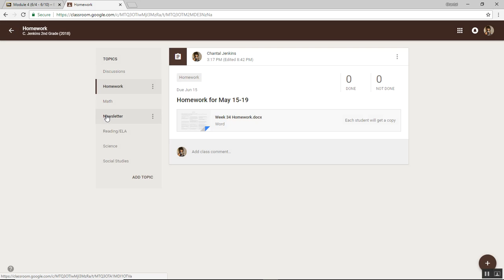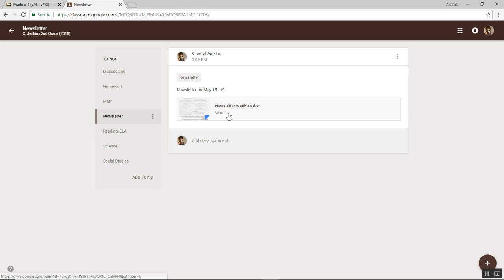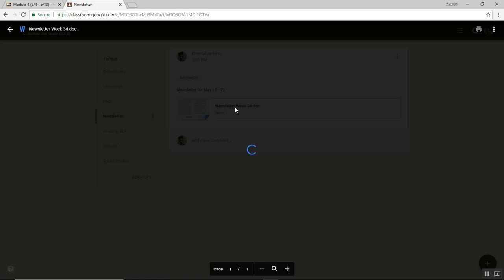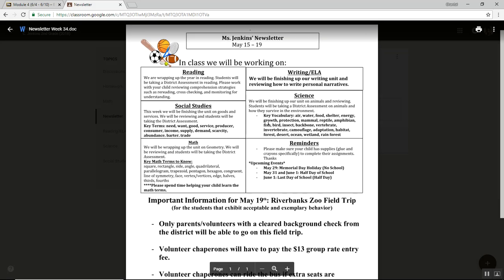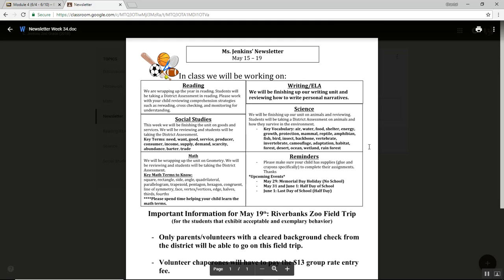I'm going to click on the newsletter and explain to you how that would work. Here with my newsletter, this is something that I sent home weekly also with a paper trail. And with me creating a Google Classroom, I won't have that paper trail. In the newsletter, I incorporated everything that I would be working on each week for each subject.